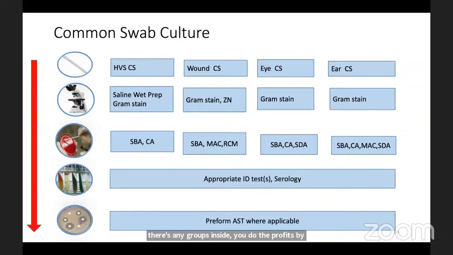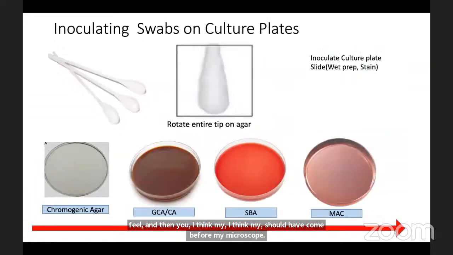Then for eye as well, you inoculate your media, and then you gram and follow as well. Ear swab, you follow as well. You do your plating, and then you gram. I think my plating should have come before my microscopy. Yes. All right.